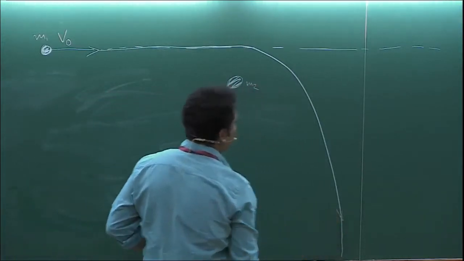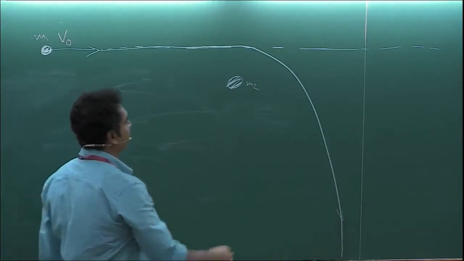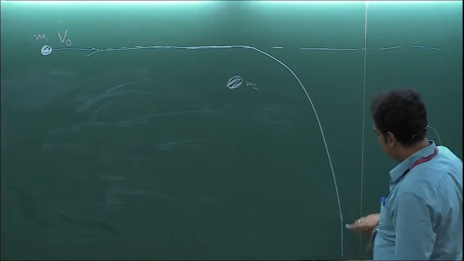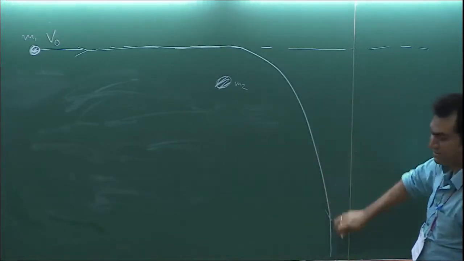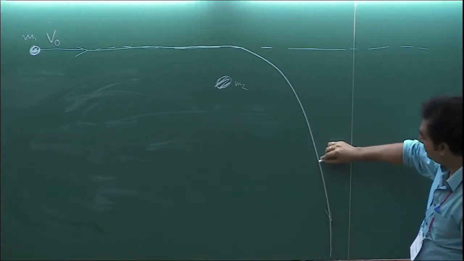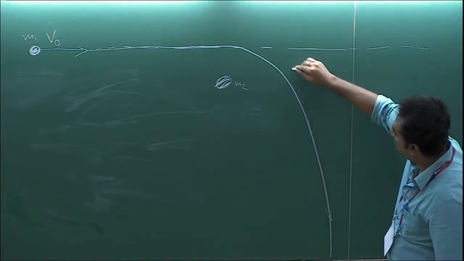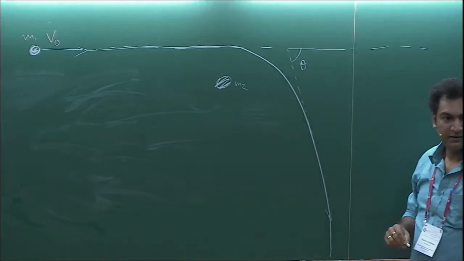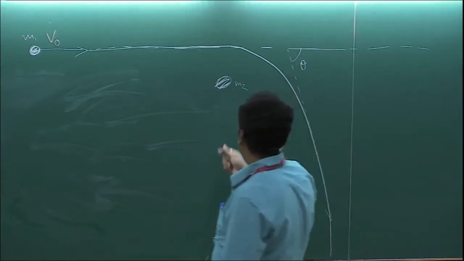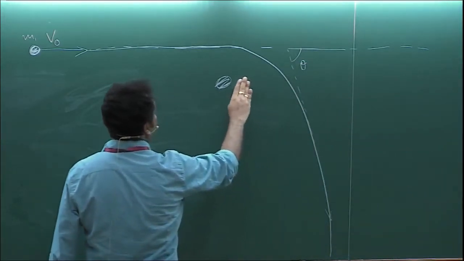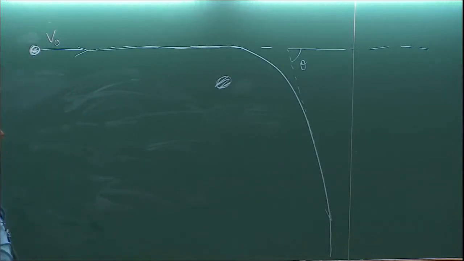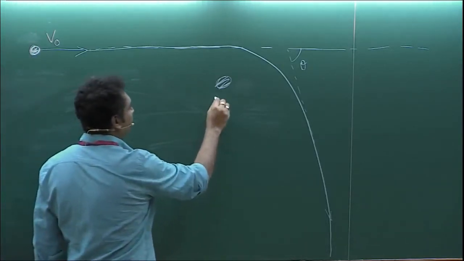Let's say this is what happens. This shouldn't be curved. This should be a straight line because no force is acting on it at t equals infinity. Let's say that this is the deflection angle. And let's think in the center of mass frame. Essentially, you don't have M1 and M2. You have the total mass here.